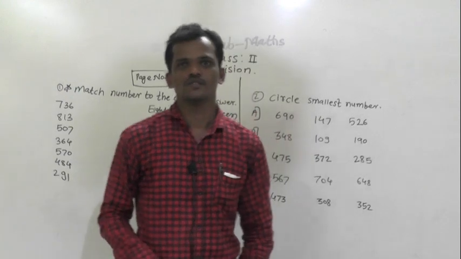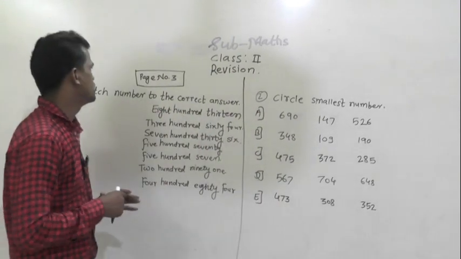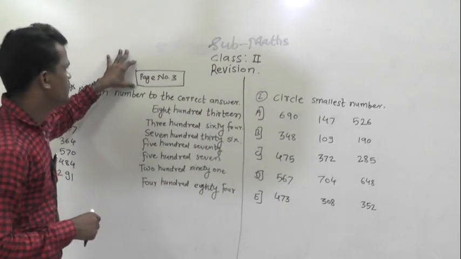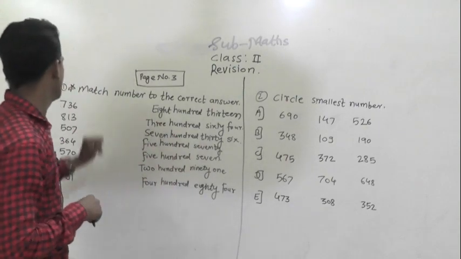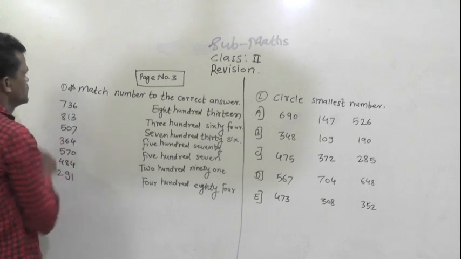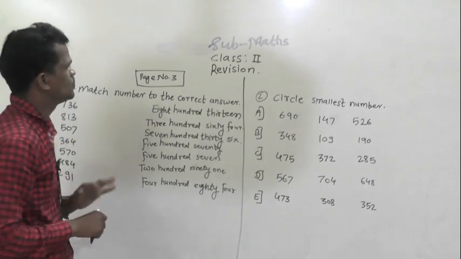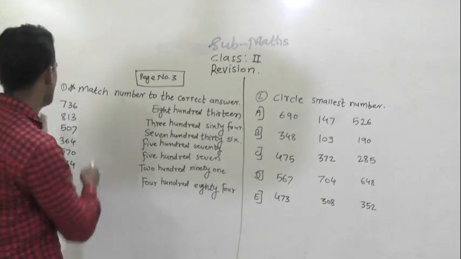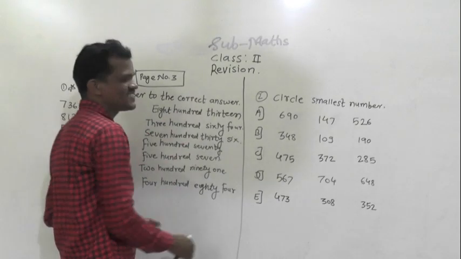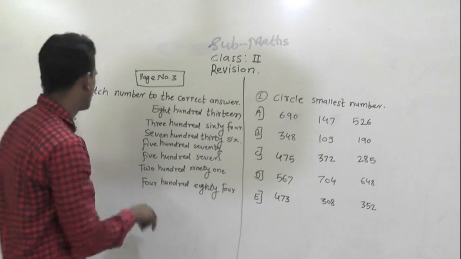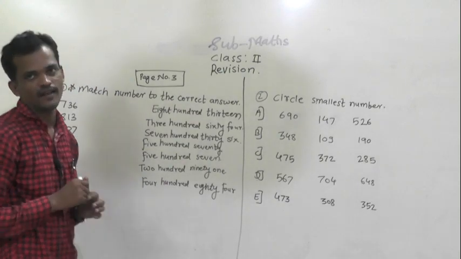Dear students, today we will see revision paper page number 3 and 4. See page number 3, first question: match the number to the correct answer. Here numerals are given and here the numeral names are given, and you have to match them by using a line.